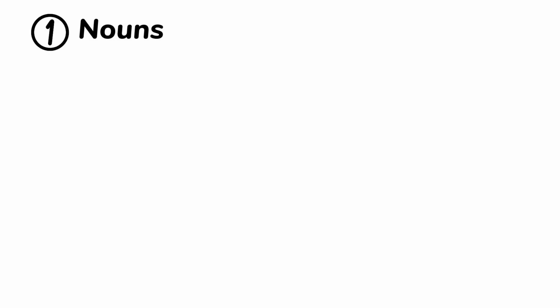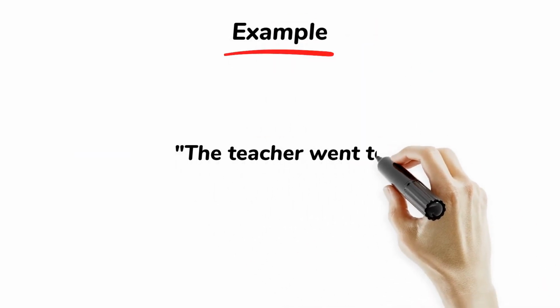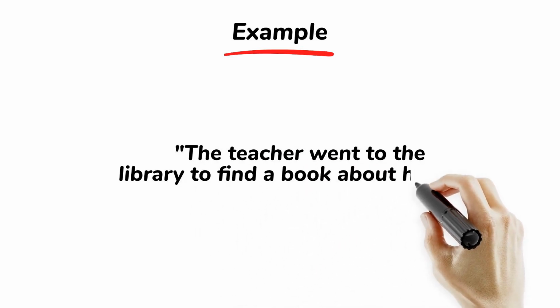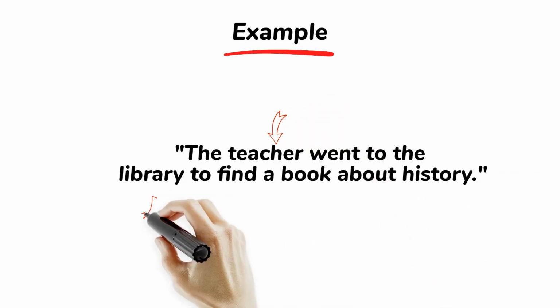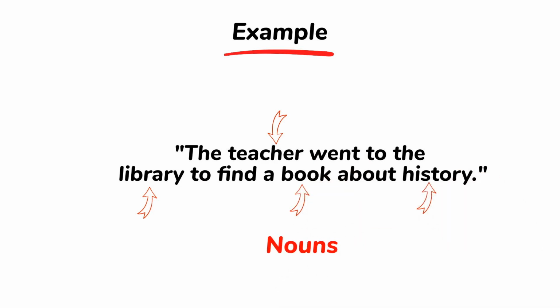A noun is essentially a name for something. It can be a person, a place, a thing, or even an idea. For example, in the sentence, "The teacher went to the library to find a book about history." Here, teacher is a person, library is a place, book is a thing, and history is an idea. All of them are nouns.